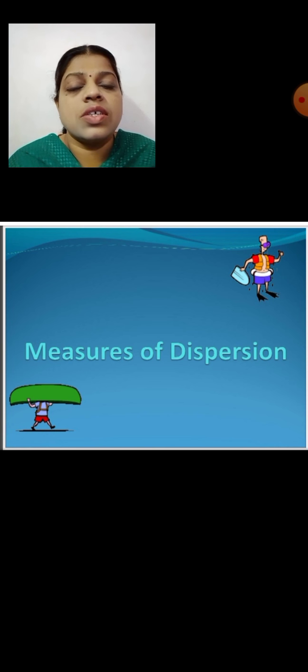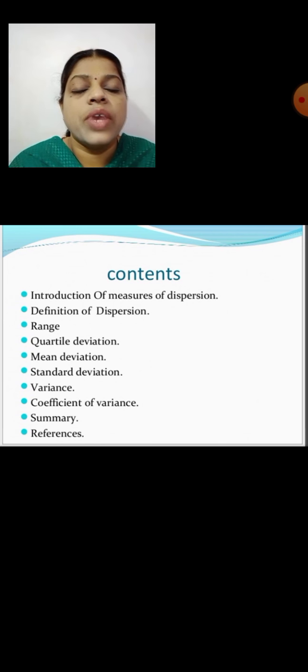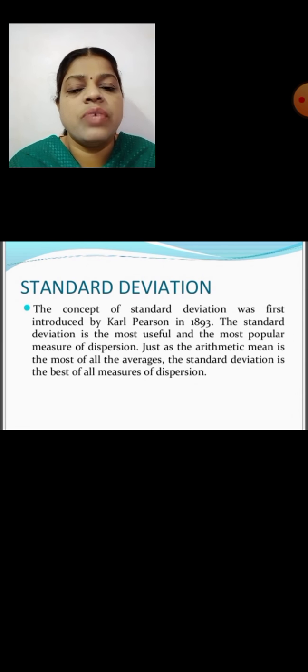We have discussed the various measures such as range, quartile deviation, and mean deviation, and the next we have to discuss is the standard deviation. The concept of standard deviation was first introduced by Karl Pearson in 1893. It is the most useful and the most popular measure of dispersion.